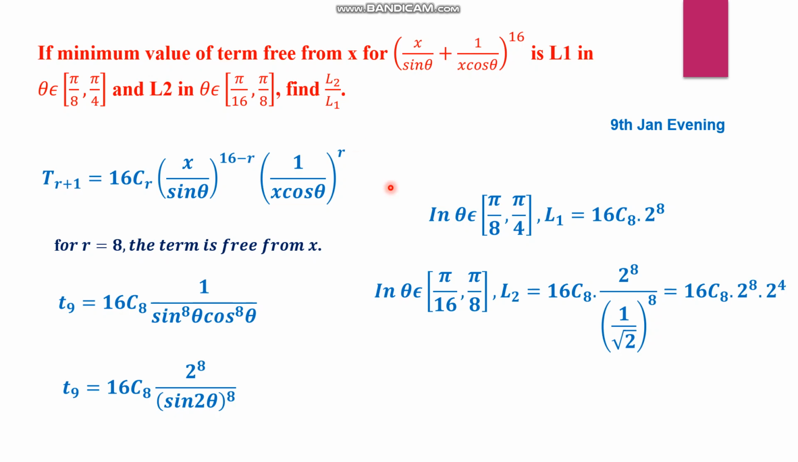And for theta belongs to pi by 16 to pi by 8, we are going to get the minimum value at pi by 8. So when you put theta as pi by 8, we are going to get the value of L2 as 16c8 2 power 8 divided by (1 by root 2) to the power 8, or that is 16c8 2 power 8 into 2 power 4. So L2 by L1, when you divide it, we get the answer as equal to 16.